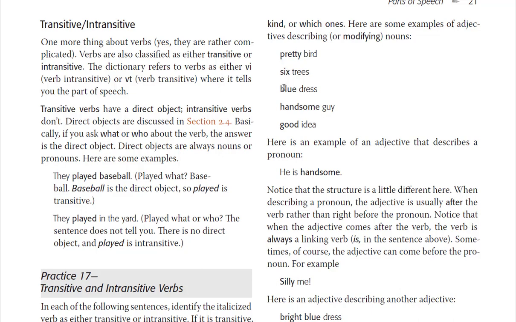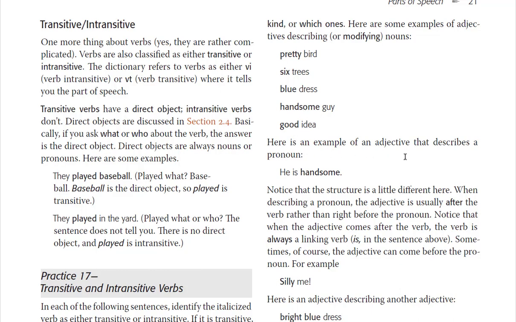Pretty, 6, blue, handsome, good. These are all examples of adjectives that modify a noun, which is a person, place, or thing. Pretty bird, 6 trees, blue dress, handsome guy, good idea.